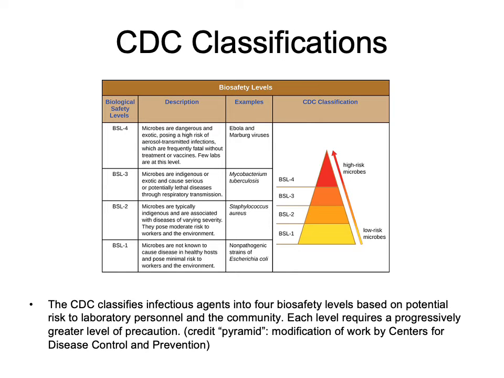The CDC classifies infectious agents into biosafety levels based on their potential risk to laboratory personnel and the community. Each level has specific controls for the containment of these microbes and these biological agents. The risk level is determined based on their infectivity, how severe the disease is, how easily it can be transmitted, and what is the type of work that is being done?